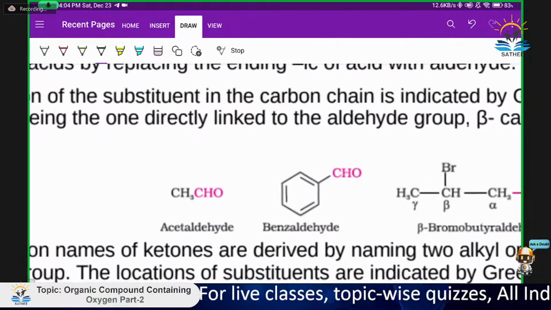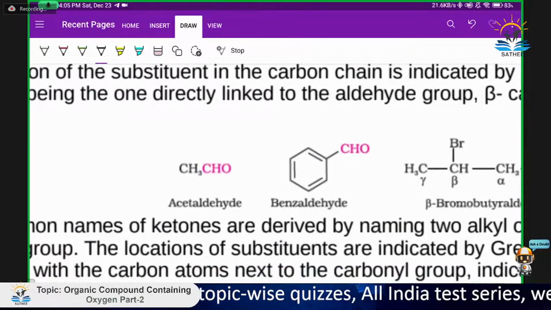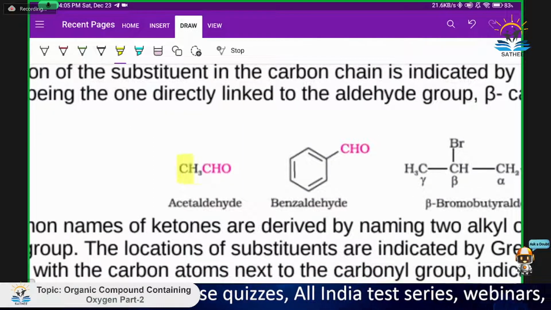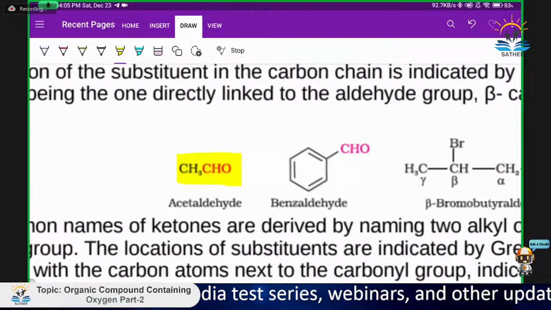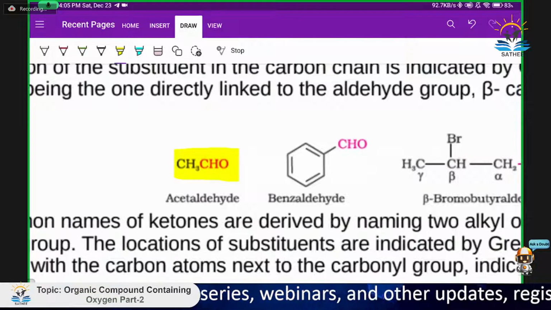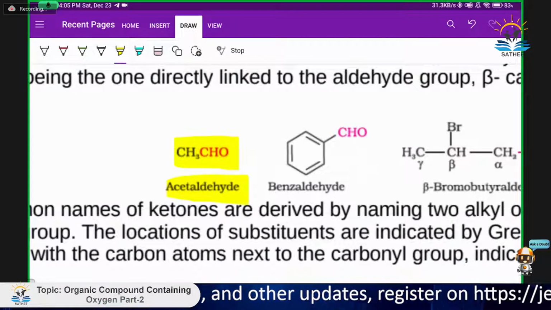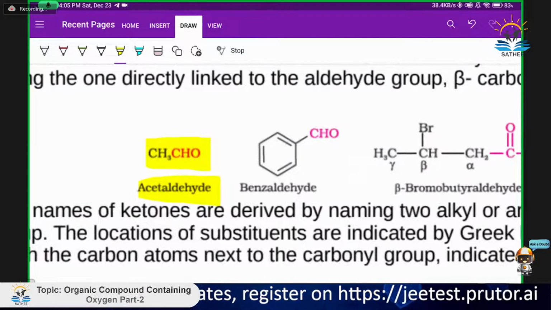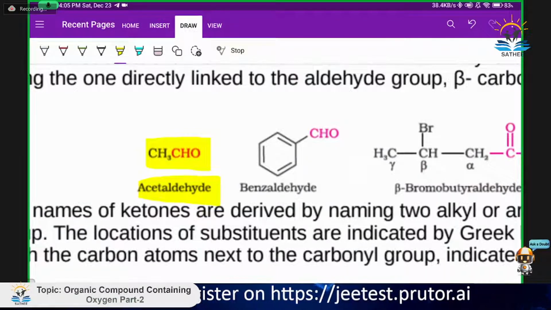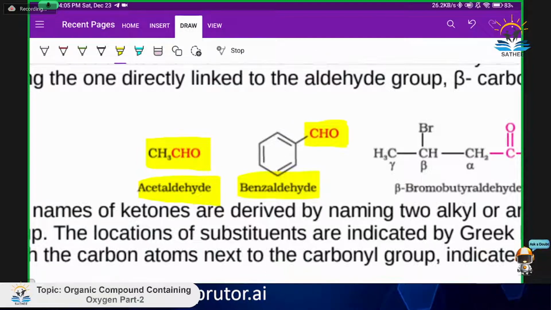So here, we know this is acetic acid, CH3CHO. We simply remove the term ic acid from the name and add the term aldehyde. So we get the name acetaldehyde. Here similarly, if COOH group was present instead of CHO, this would be benzoic acid. So we simply remove the term oic acid from the name and add the term aldehyde. So we get benzaldehyde.